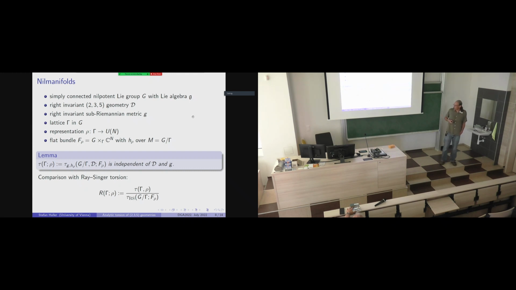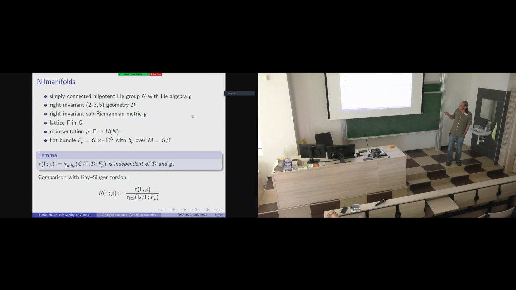We expect that this is 1. I definitely conjecture that this is 1. I can only show a partial result towards this direction. In general, I would expect that the comparison of this torsion with the Reidemeister torsion for any 235 geometry should be computable in terms of a local quantity, but this is still in its infancy.